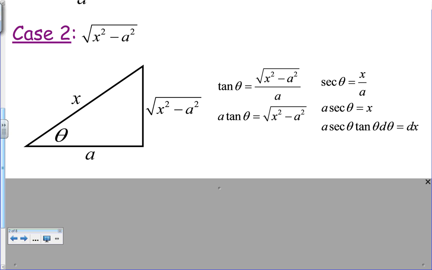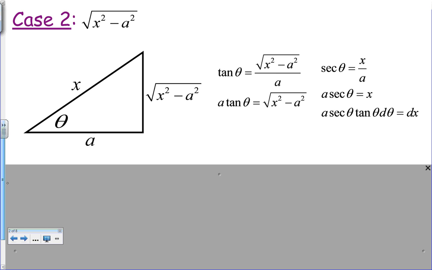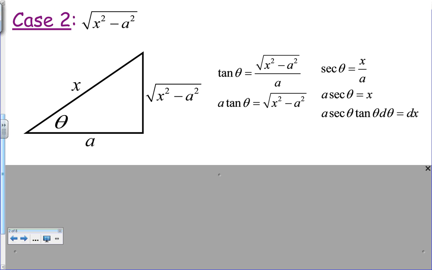Here's the same triangle basically, but we've moved around a couple of the sides. Now we're putting a on the horizontal, that's where it was before, and x on the hypotenuse. Now if I have a on the horizontal leg and x on the hypotenuse, then again using the Pythagorean theorem I can find the measurement of that third side, that vertical leg. It's just going to be the square root of x squared minus a squared.